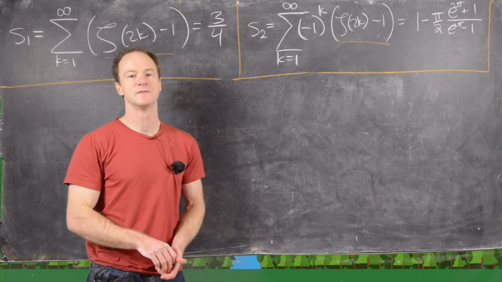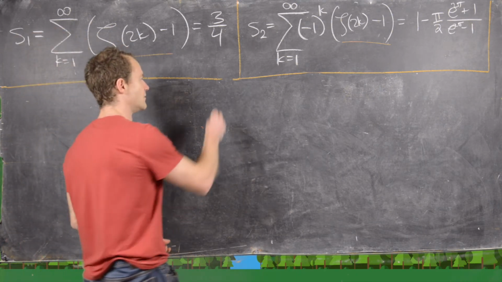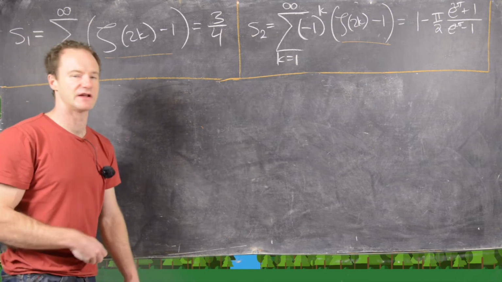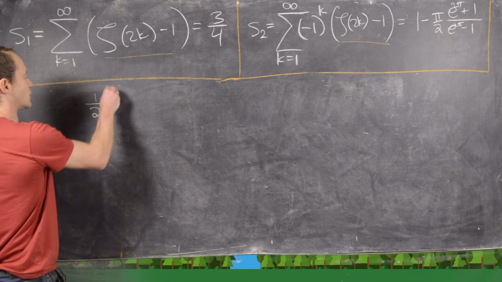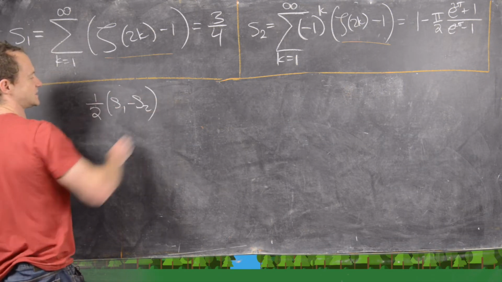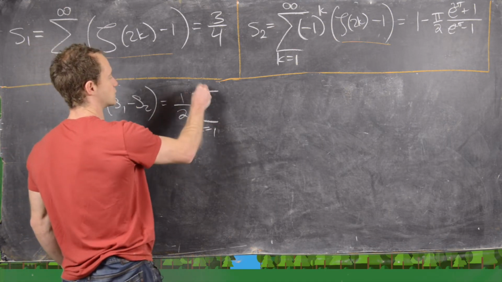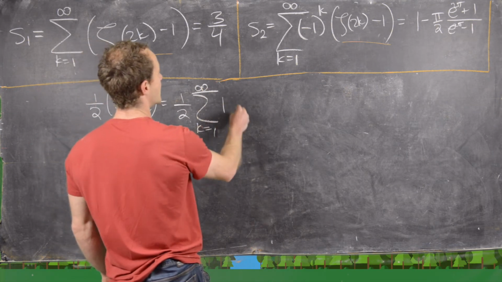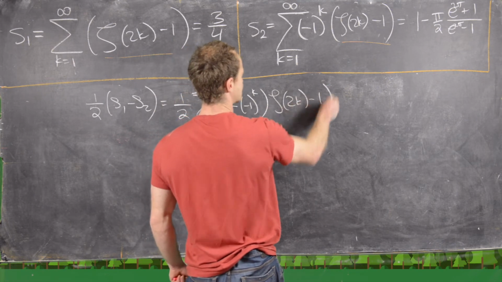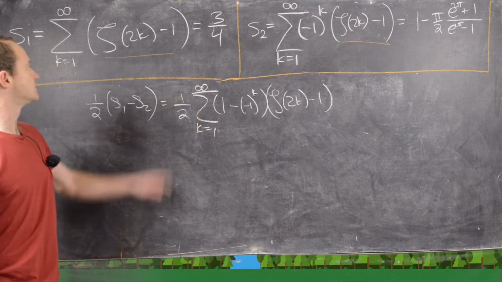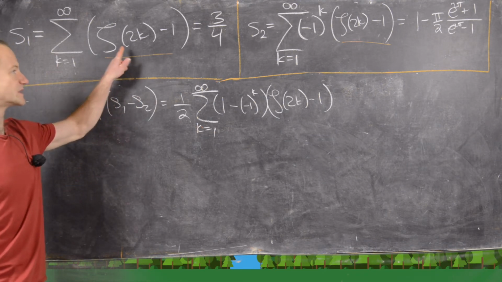Okay, so on the last board, we saw a nice identity that you can forge by taking the sum of these two identities, which we constructed via generating functions. Now let's see what we can get if we take differences of these. So I'm going to take 1/2 S1 minus S2. And now notice that's going to be equal to 1/2 the sum k equals 1 to infinity of 1 minus negative 1 to the k, zeta 2k minus 1. So let's look at why that's the case. Well, I'm subtracting these two. Again, they have this like term, which is zeta of 2k minus 1.